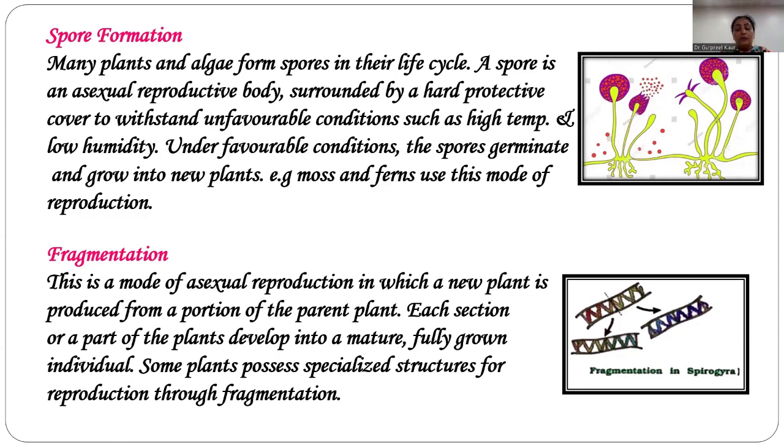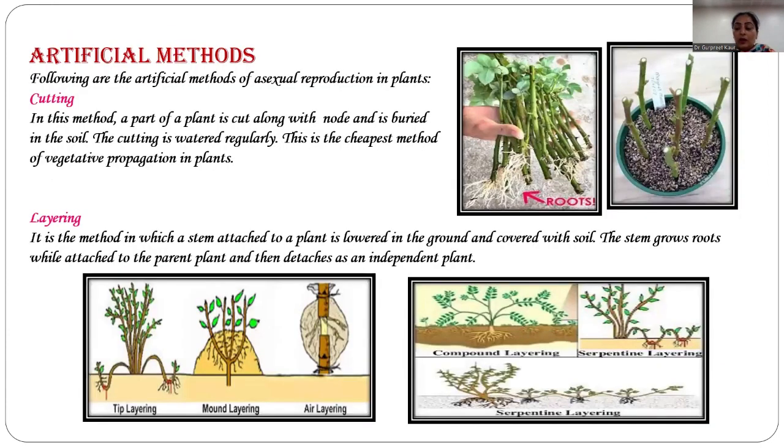Because again, I'm saying it is an asexual reproduction, not the sexual reproduction. So we started about budding, spore formation, fragmentation. Now coming to the artificial methods of vegetative propagation, or we can say asexual reproduction.